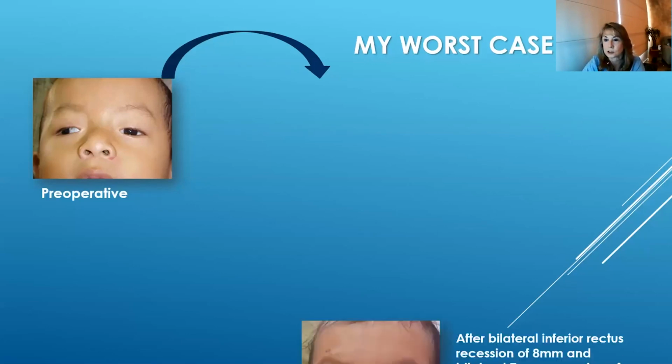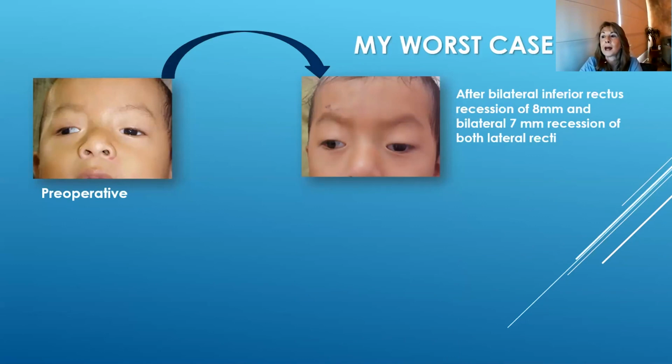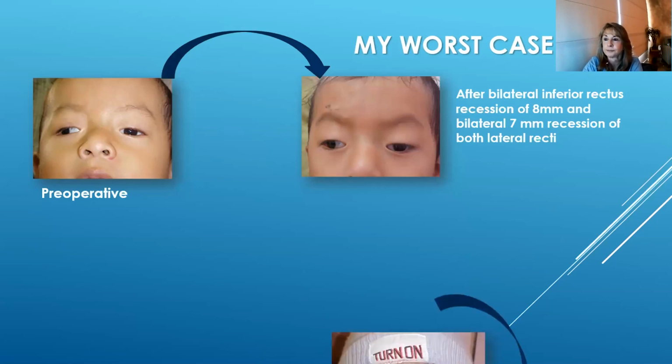In this patient, we chose to perform a bilateral inferior rectus recession of 8 millimeters and bilateral recession of the lateral recti of 7 millimeters. As you can see here in the postoperative picture, although the chin-up posture improved a little bit, the strabismus remained pretty much the same.